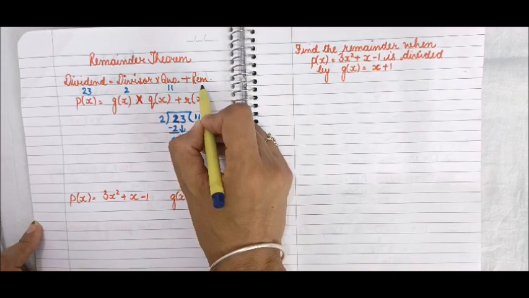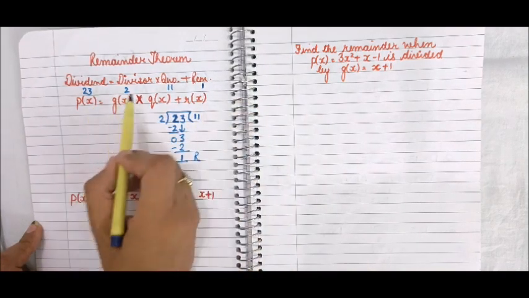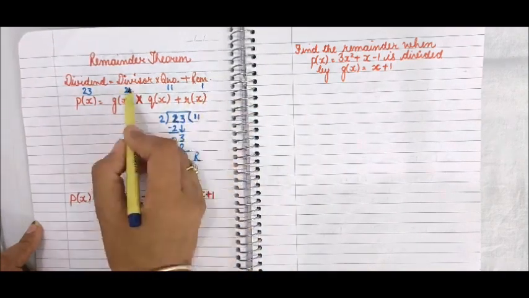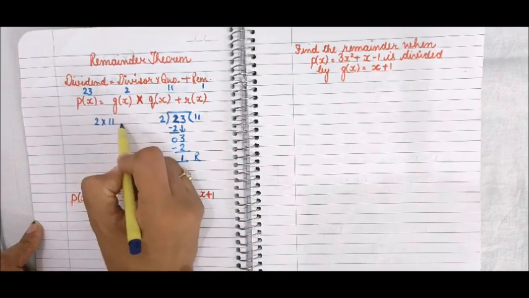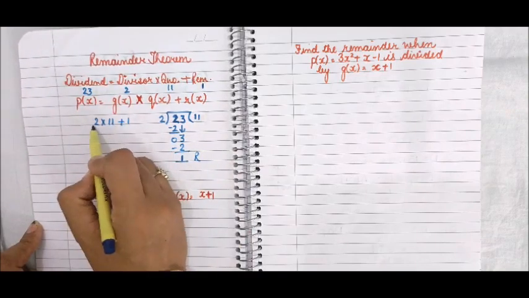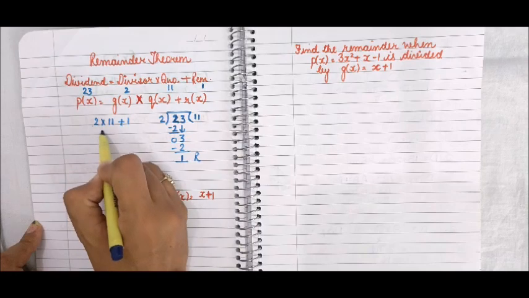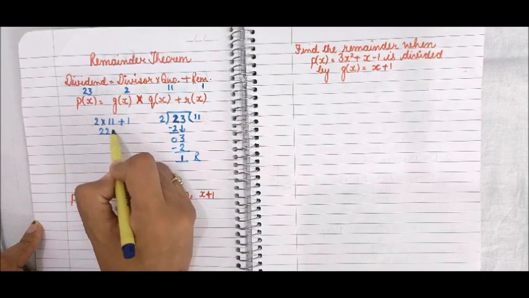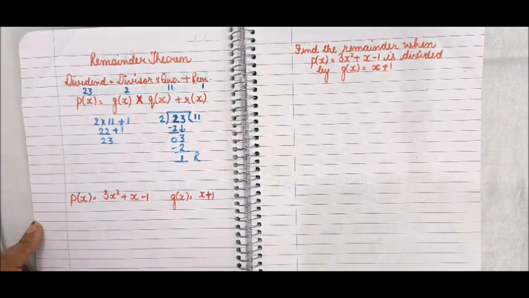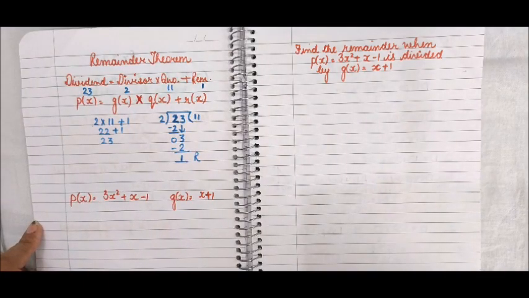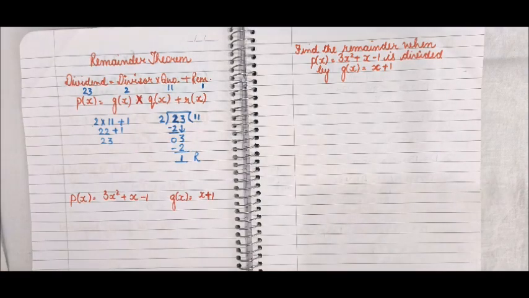That is my remainder. So if you solve the right side, which will be 2 into 11 plus 1, following BODMAS, 2 into 11 will give me 22 plus 1, which is 23, and that is equal to the dividend. In the same way as we followed the remainder theorem in the smaller classes, it works for the division of polynomials also.